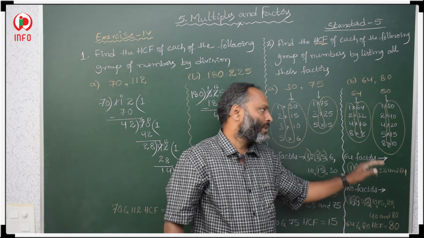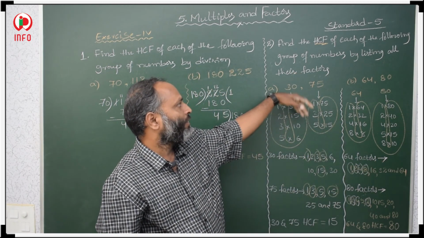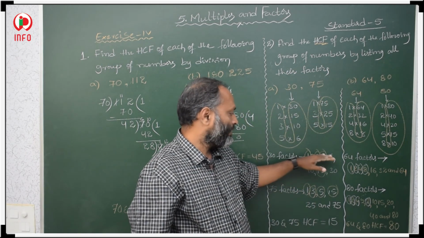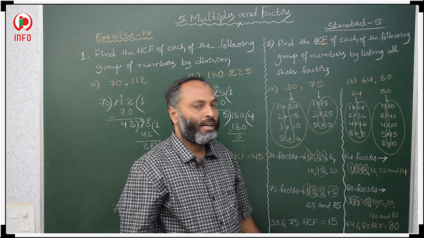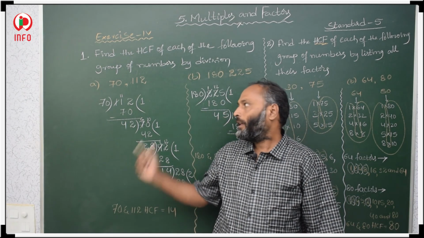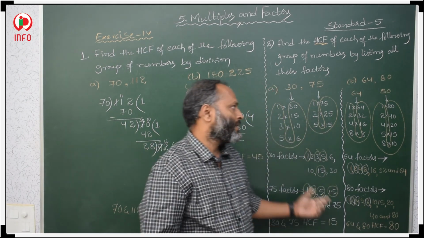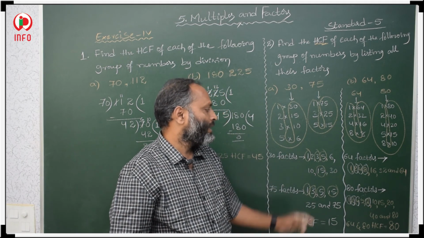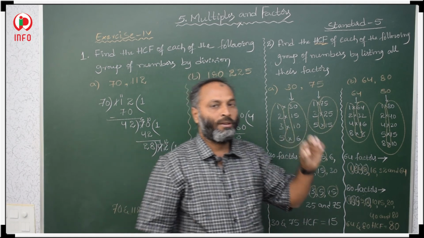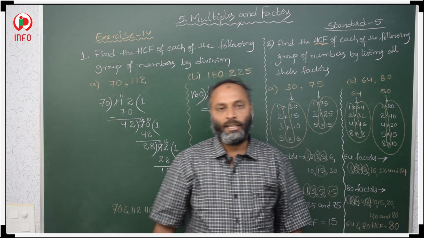Okay. So, this is the method to find the HCF using listing all factors. So, we have to list out all factors, and after that we have to find the HCF. Okay. Here the earlier one was the division method, and this is the listing all factors method. Here one more similar question is there. That similar question is your home assignment. Okay.